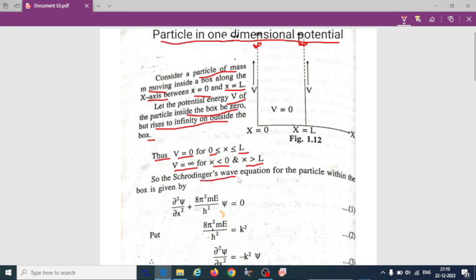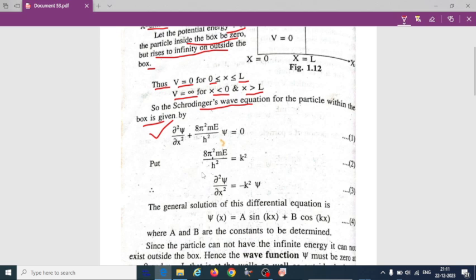So the Schrodinger wave equation for the particle within the box is given by, so we have to consider here the potential between x equal to 0 and x equal to L. For this the Schrodinger equation is written like this: del square psi by del x square plus 8 pi square m E divided by h square into psi is equal to 0. Take this as equation 1.